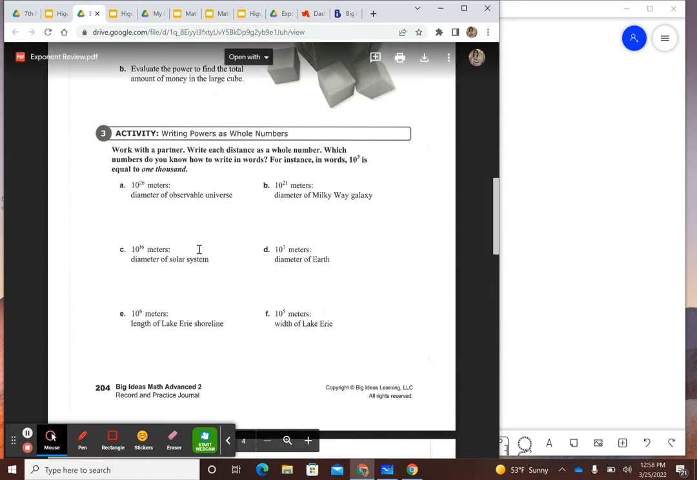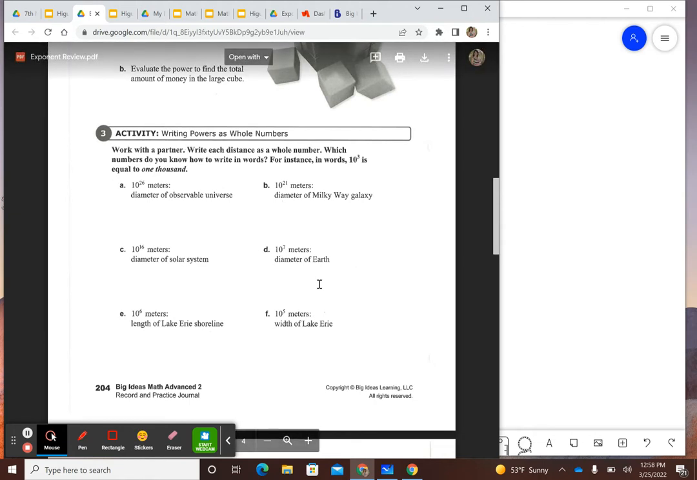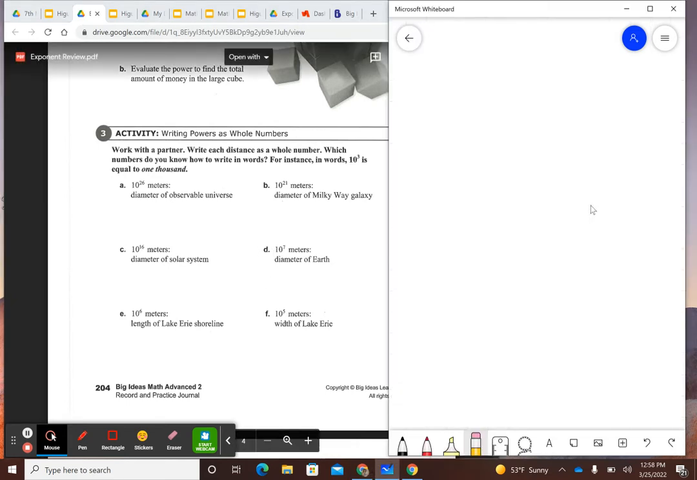But this activity says writing powers as whole numbers. Write each distance as a whole number. Which numbers do you know how to write in words? For instance, in words 10 to the third power is equal to 1,000. So again, I'm not going to make you do all of these, but I just wanted to quickly do one with you so that you know. So let's look at D, where it says 10 to the seventh power meters.